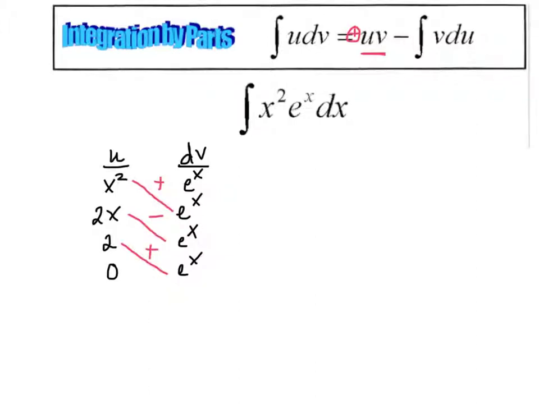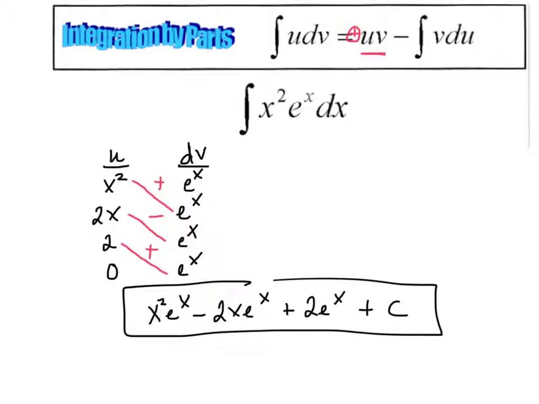So the very first term is positive x squared e to the x. The next term is negative 2x e to the x. And the next term is positive 2e to the x. We put a plus c, and it is the same thing we got on the previous slide.